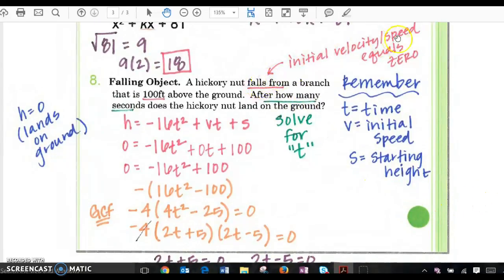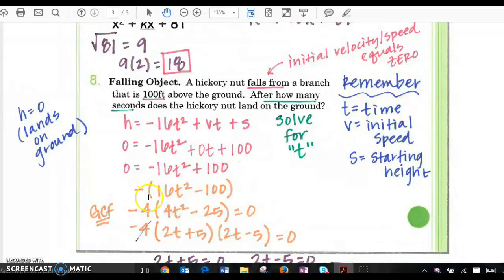If it falls, the initial velocity or speed is 0. So v equals 0. If it's going to land on the ground, the height is going to be 0. So I set everything equal to 0 at the end. 0 equals negative 16t squared plus 0t, because that's my initial velocity, plus 100 because it starts from 100 feet off the ground. Remember, we're solving for t. How long is it going to take? So negative 16t squared, that cancels, plus 100.